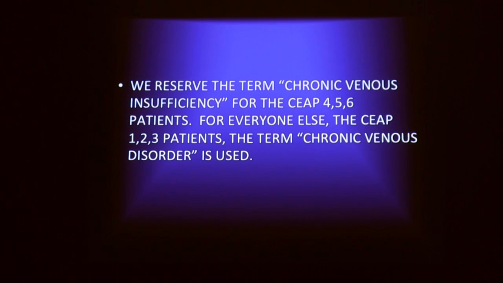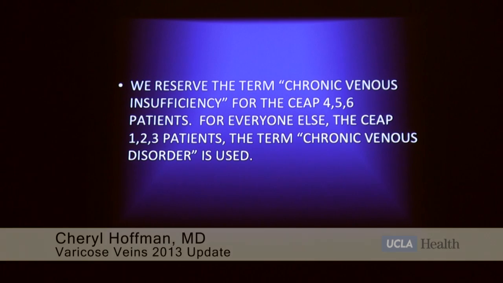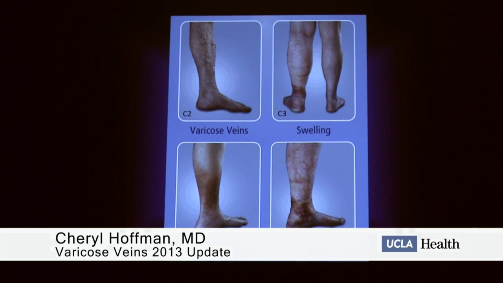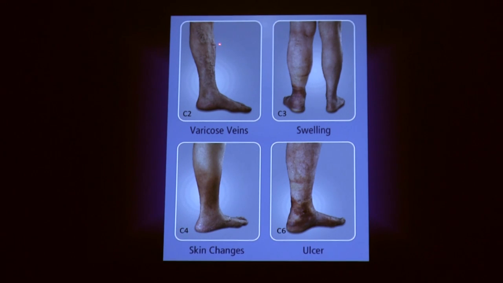If you're at the higher ends of our grading system, if you will, a 4, 5, or 6, we can say you have chronic venous insufficiency. But for everyone else, we use the term disorder, as I shared with you before. So here's some examples. A C2 is going to have varicose veins. Remember that? C1 was the telangiectasias and spider veins. C2, varicose veins. C3, you see the difference in size? You're getting swelling. How about C4? You're getting the skin changes. And by C6, you're getting a real active ulcer in this area.